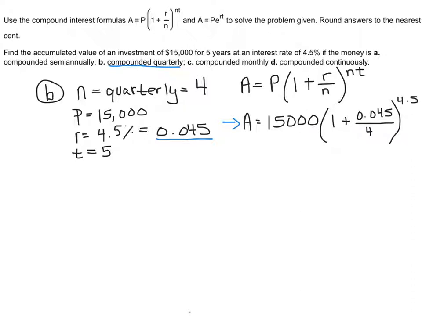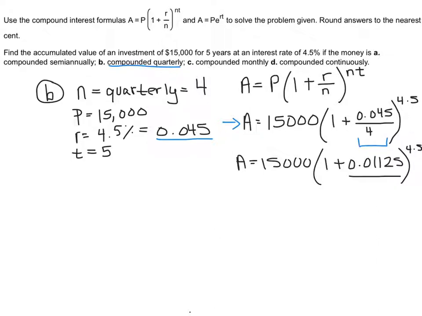The first thing we're going to do is divide 0.045 by 4. When we do that, we get 0.01125. Next, we'll add 1 to that decimal in parentheses. And I'm also going to multiply the 4 times 5 in the exponent position.